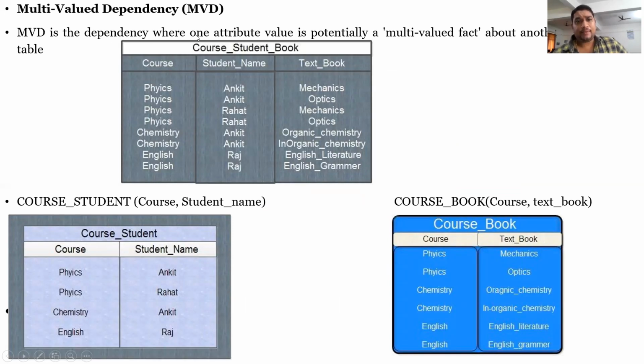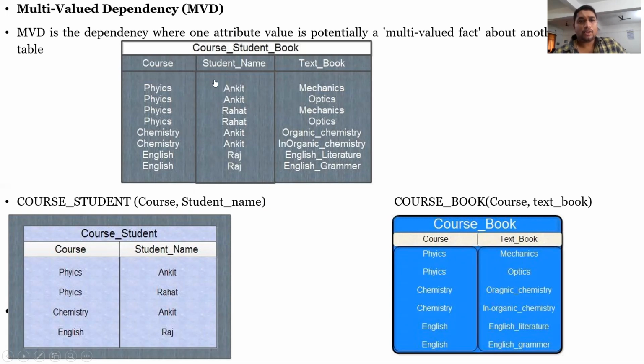MVD is a dependency where one attribute value is potentially a multi-valued fact about another. Okay, we have an example called student. Minimum attributes are three, and the three should be a combination of super keys, and for every A to B, B and C are independent of each other. Student name and textbook are independent of each other. Okay, but course and textbook are dependent on each other.